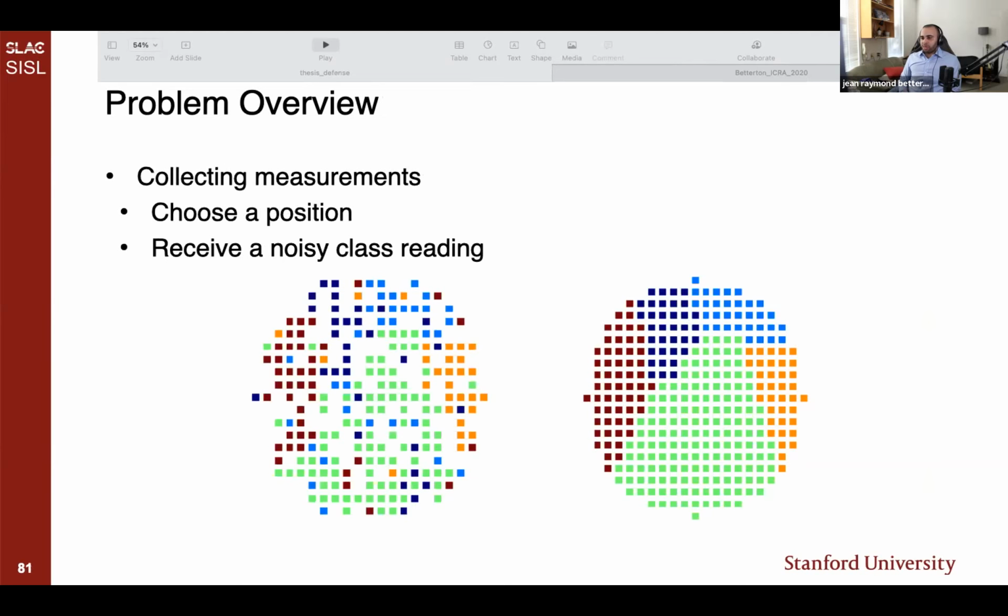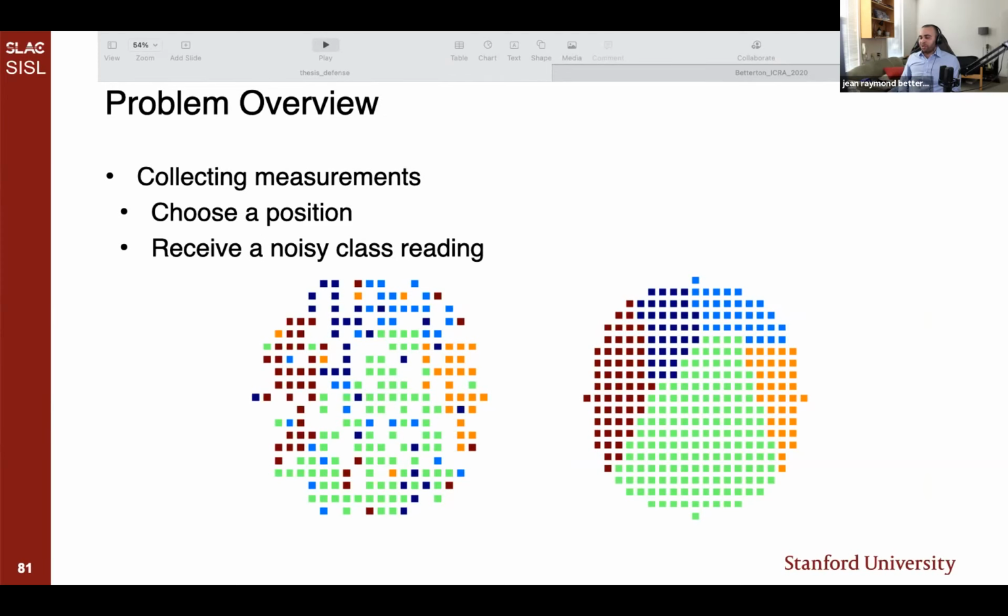So in this problem, collecting measurements is simplified, but there's still a twist to it. We do get to choose a position. Also, in this example, we don't have to worry about travel time. We can measure freely at the top left, and then the next measurement can be the bottom right. We don't have to worry at all about any sort of pathing in this example either. However, the noise is a bit more unruly.